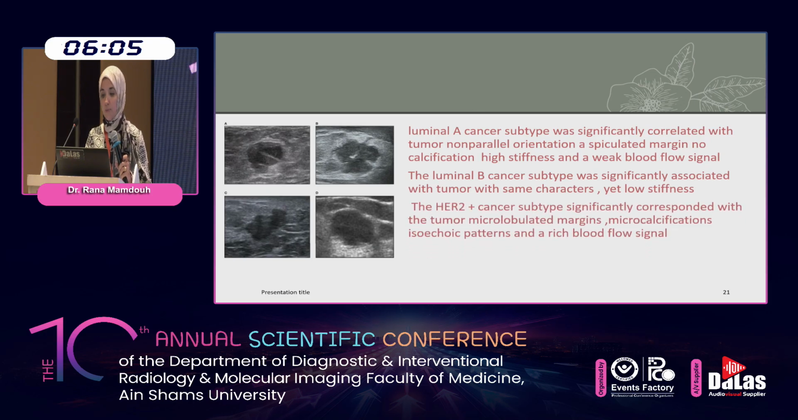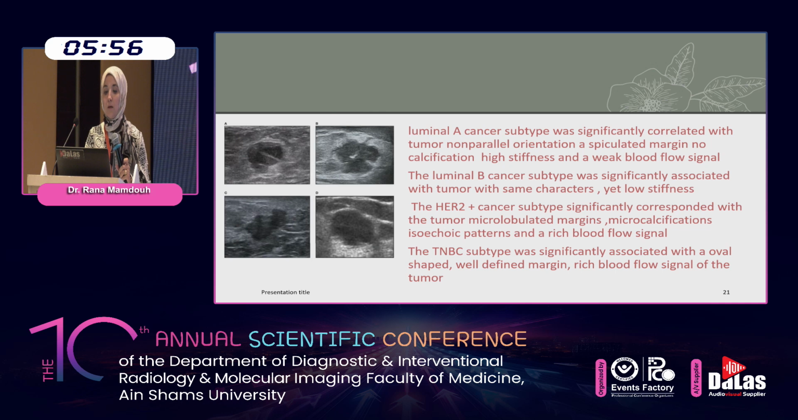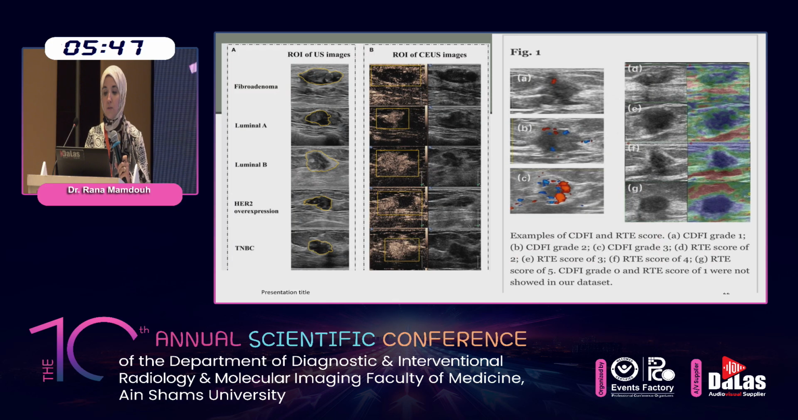HER2 subtypes significantly correspond to a tumor with microlobulated margin, microcalcification, and isoechoic pattern, rich in blood flow signal. And D is for triple negative breast cancer subtypes, which is associated with oval shape, well-defined margin, and rich blood flow signal of the tumor.